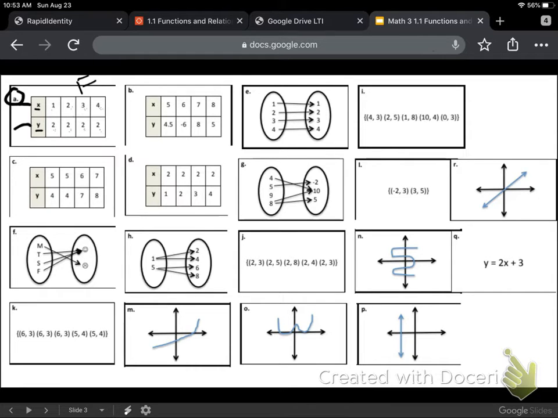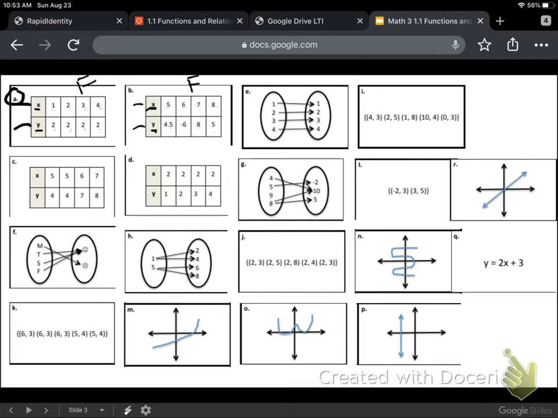Let's go ahead and look at B. Same thing: X's are your inputs, Y's are your outputs. With a function, every input goes to only one output. Let's see if that's true. This 5 goes to a 4.5, this 6 goes to a -6, this 7 goes to an 8, this 8 goes to a 5. So in each case, the X went to only one Y. That is a function.